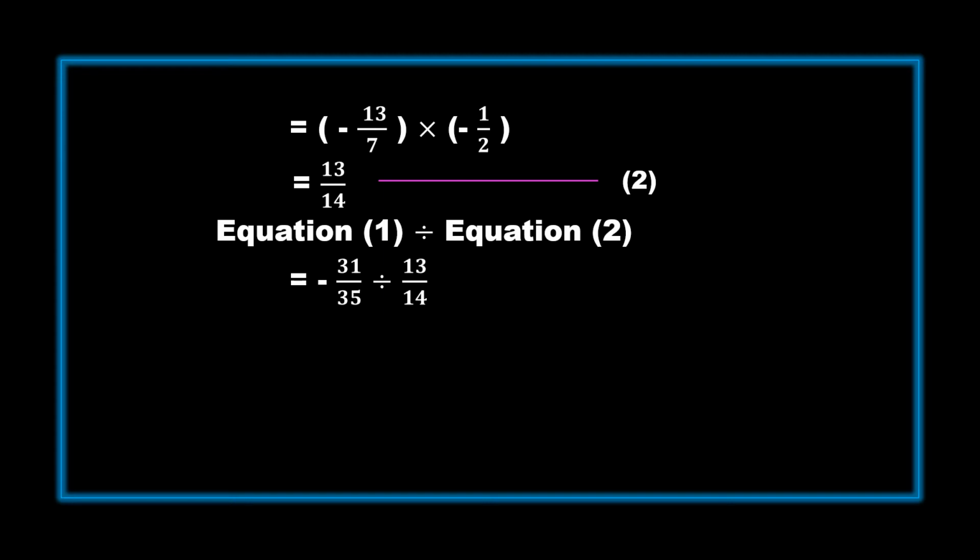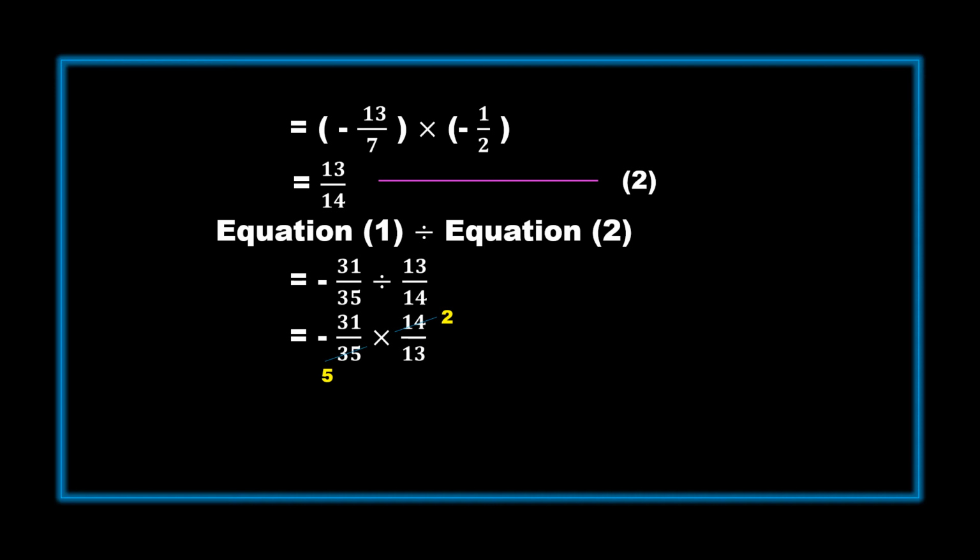So minus 31 by 35 will be taken as it is, and instead of division I'll put multiplication and take the reciprocal of this fraction, meaning 14 goes as numerator and 13 comes as denominator. This is for our easy calculation, because when there is multiplication, we can multiply the numerators, or if there is any cancellation between the numerator and denominator, we can cancel them. Here, if you observe carefully, 14 and 35 are multiples of 7, so we can cancel them in the 7 table. 7 2s are 14, 7 5s are 35.